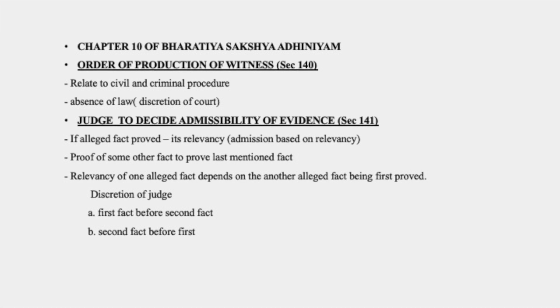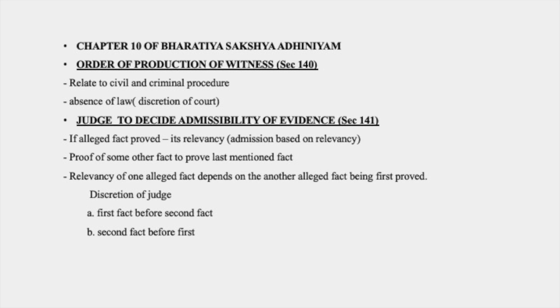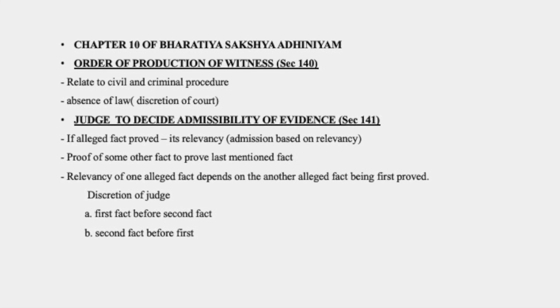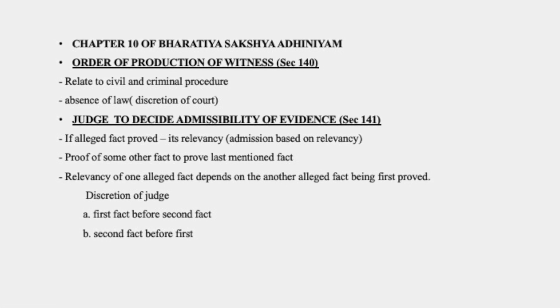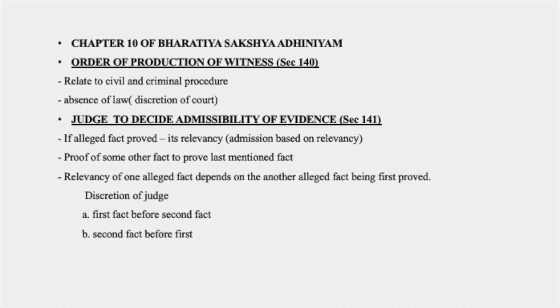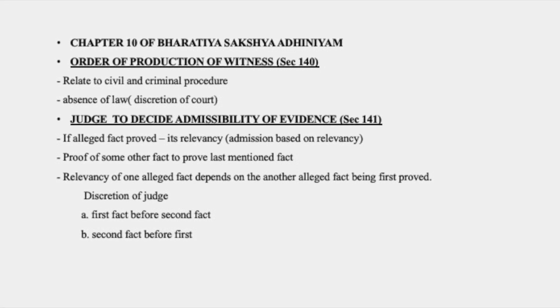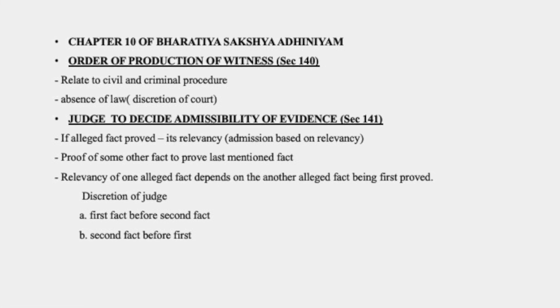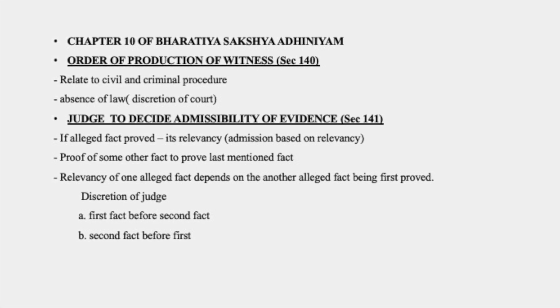The first provision with regard to examination of witness is the order of production of witness, dealt with under Section 140 of the Act. Basically, this provision says that the order in which the witness is produced, who is the first witness to be produced, is related to the procedure given under the Civil Procedure Code or the Criminal Procedure Code. However, if there is no provision for the same, in the absence of law, it is the discretion of the court.